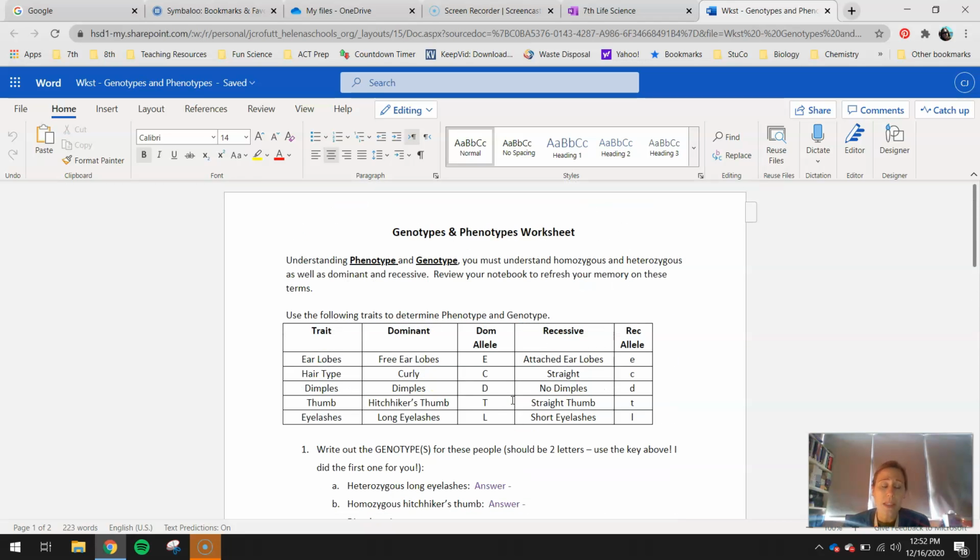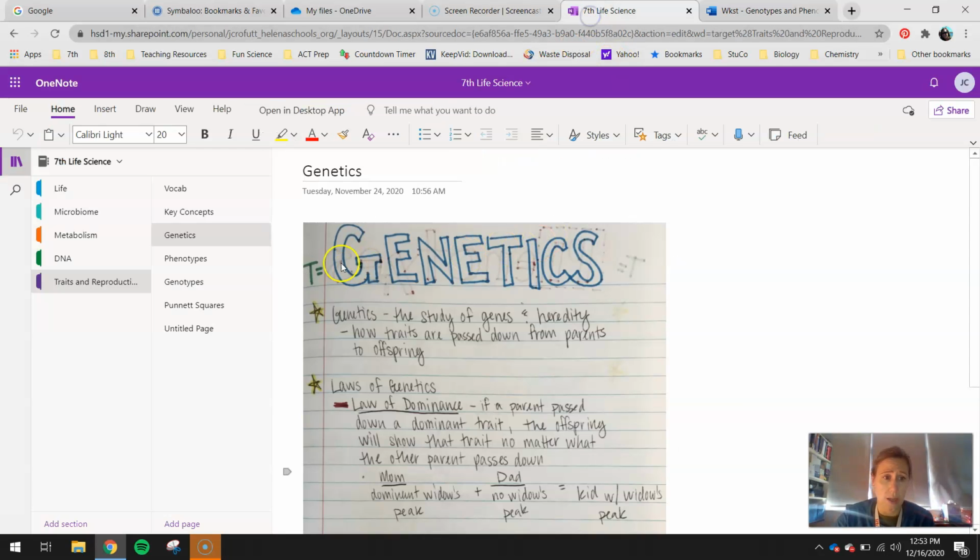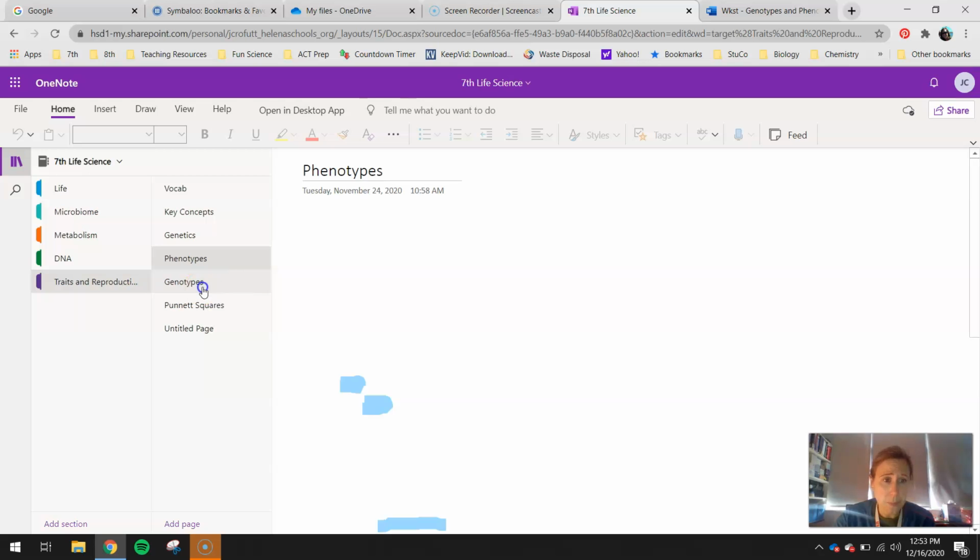All right, so basically what we're covering on this is the concept of phenotypes and genotypes. These were two really big vocab words that we're going to be using a lot when we move forward talking about genetics and how traits are passed down from parents to offspring. Just a really quick review, you should have added 3 sections to your traits and reproduction section of your notebook: genetics, phenotypes, and genotypes.